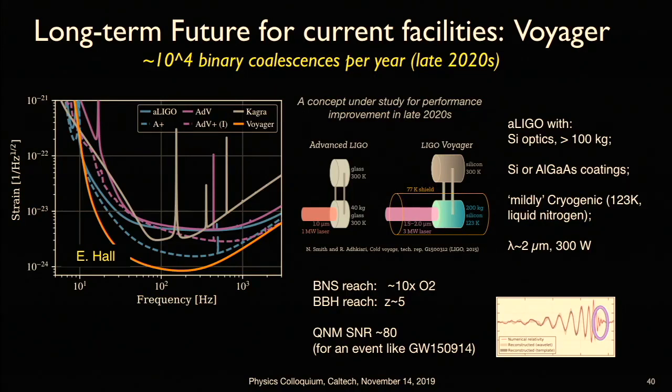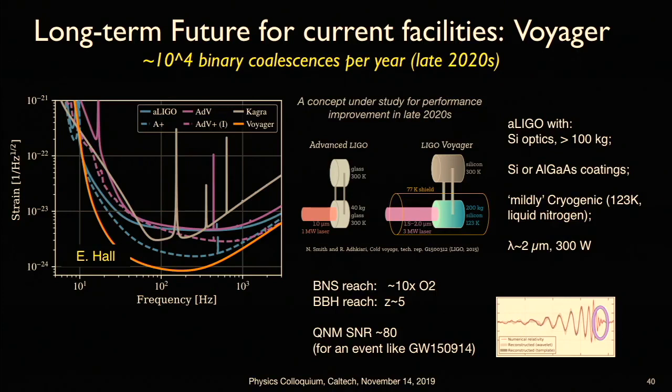So moving to silicon optics, much heavier, so more than 100 kilograms now, with new coating and operated at mildly cryogenic temperatures, so 123 Kelvin. The new mirrors are going to require a new type of laser, so going up to a 2-micron, 300-watt laser. And this type of technology installed in the current detector, so in our 4-kilometer baseline detector, would increase the reach substantially. So taking the BNS reach up by a factor of 10 compared to O2.